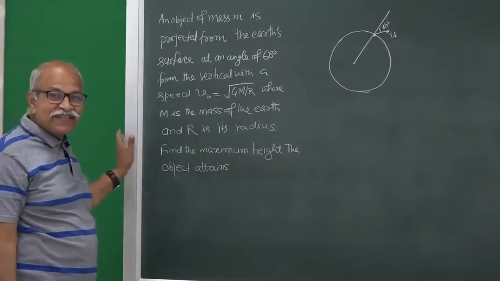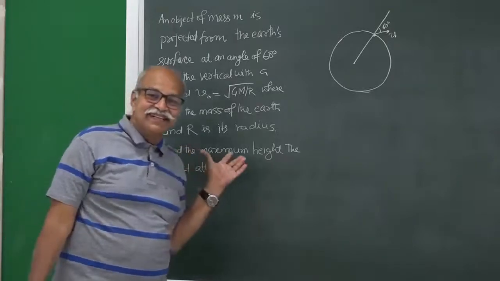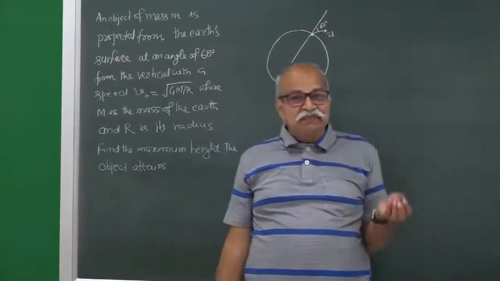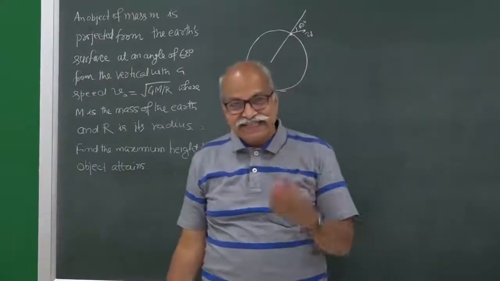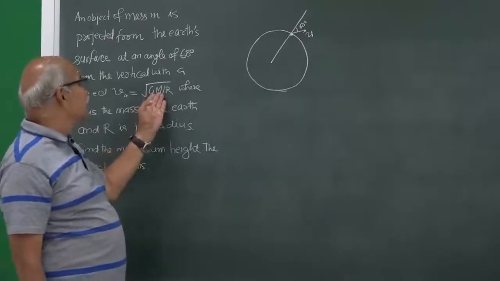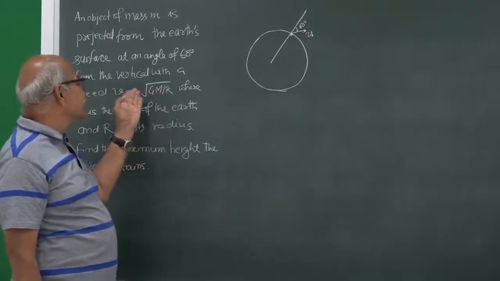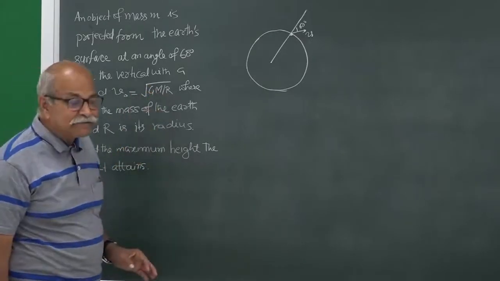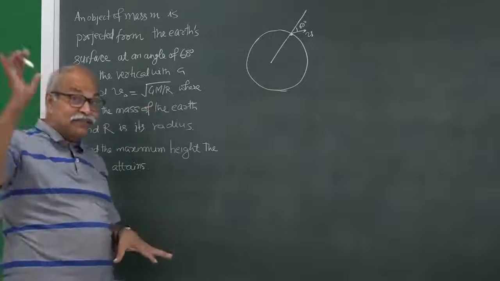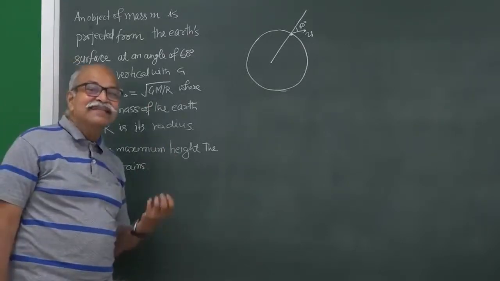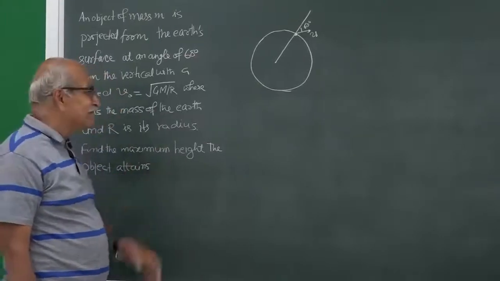So, you must have done such problems in class 11 or maybe even before, but then the speeds were in meters per second, and here the speed is much larger. It is in terms of mass of the earth and the radius of the earth, and the speed is square root of GM by R, which will be in kilometers per second. So, that is why the approximation of constant g cannot be taken here.